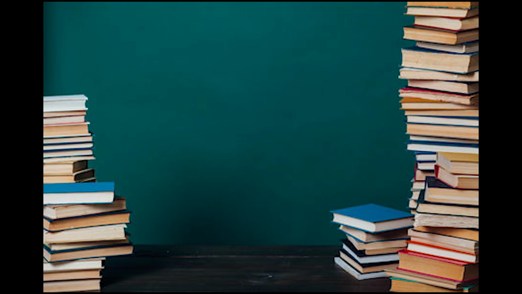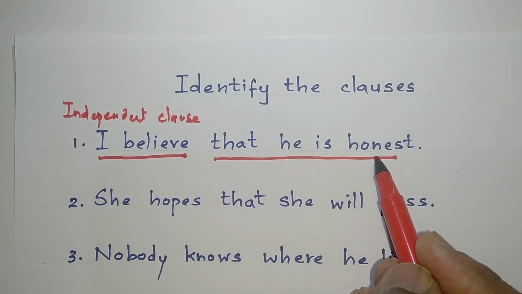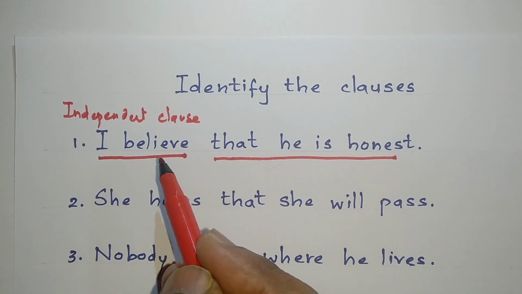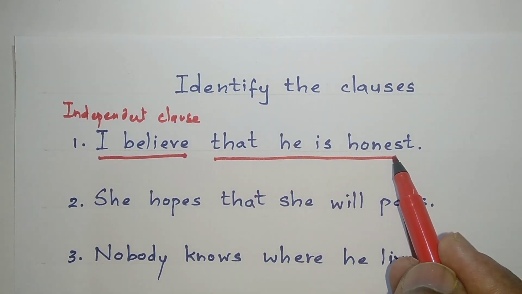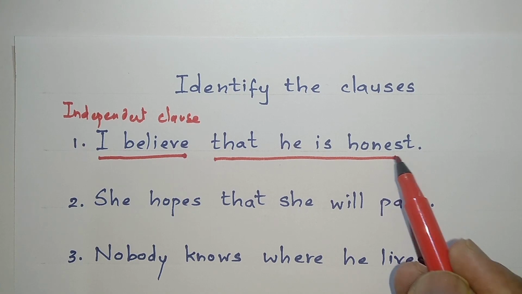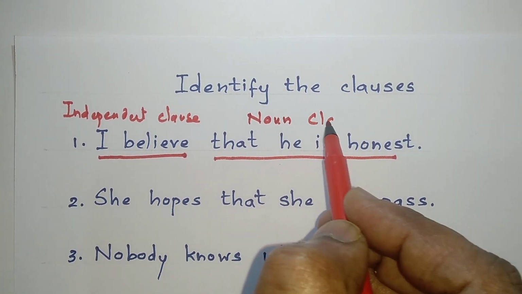Let's apply this trick. I believe. Believe what? That he is honest. See, when you ask the question what to the verb of the independent clause, your dependent clause is the answer. So therefore, the dependent clause is a noun clause.